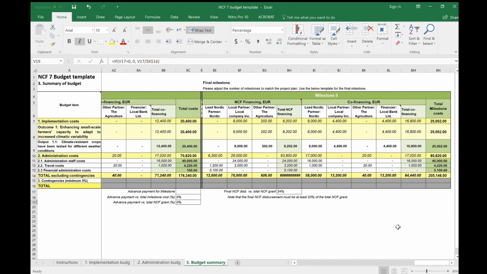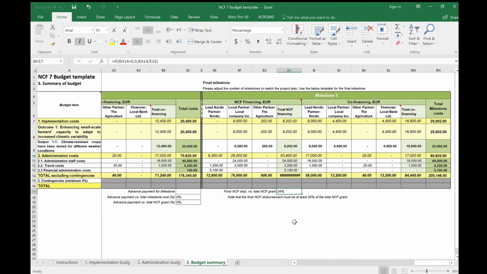For the final disbursement, at least 20% of the NCF grant shall be reserved, and therefore advance payments cannot be made for the final milestone. Under the final milestone budget sheet, you will see that the share of the NCF grant is calculated automatically. Please make sure that this number is at least 20%.